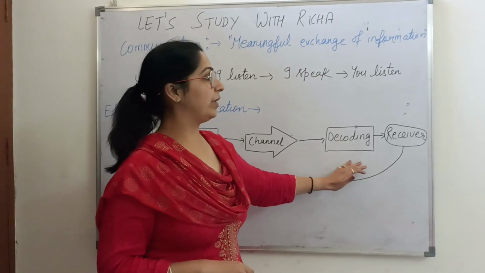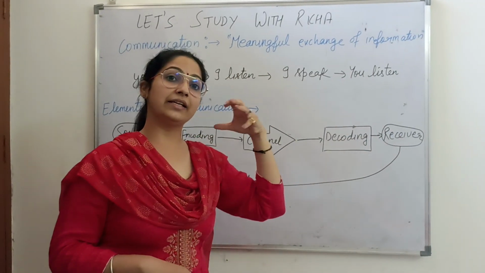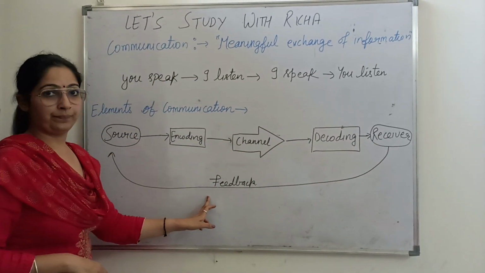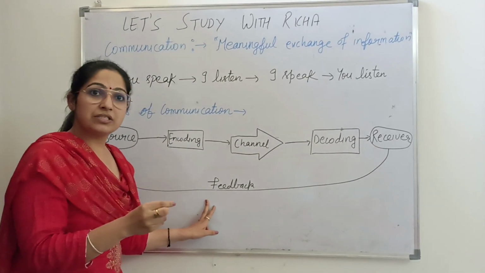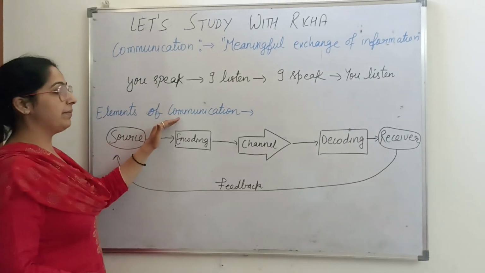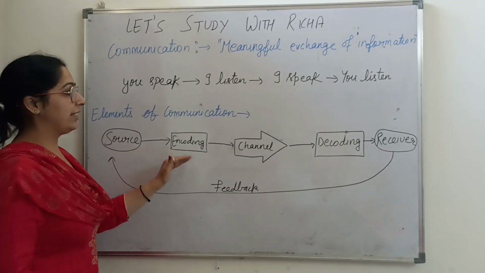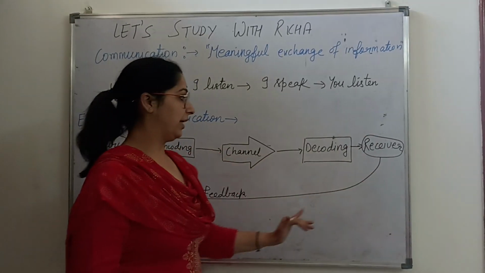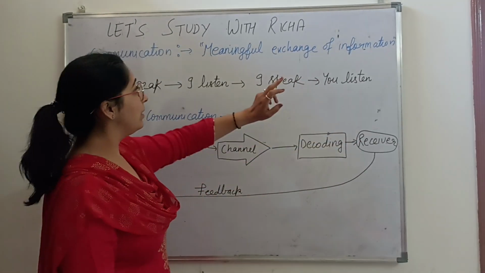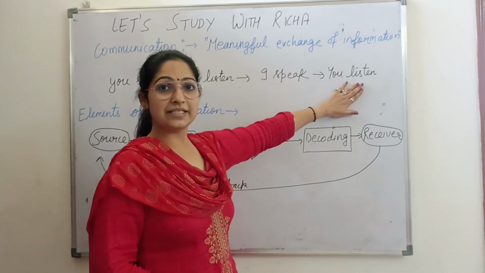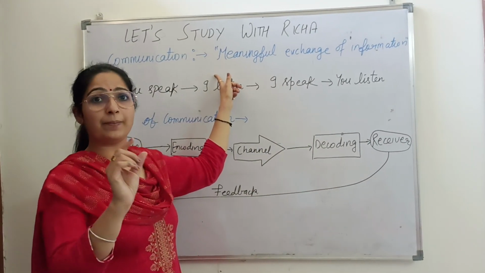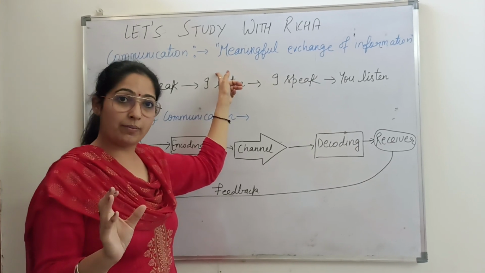Then after that is decoding, which means the receiver is understanding in its own language. And then the receiver is giving the feedback that I need these changes in it, or you can add these points. So these are the elements of communication: source, encoding, channel, decoding, receiver and feedback. If feedback is not given by the receiver and the receiver is only and only listening, it means there is no communication. A one-way process is not said to be communication.